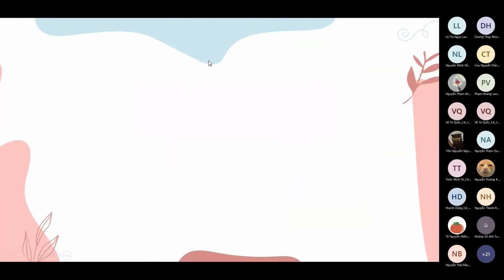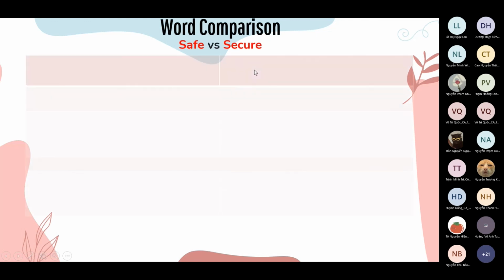Okay, moving on to our final set of words. This set of words is actually a bit difficult and a bit confusing as well, but I'll try my best to explain it. So the fifth set of words is safe versus secure.